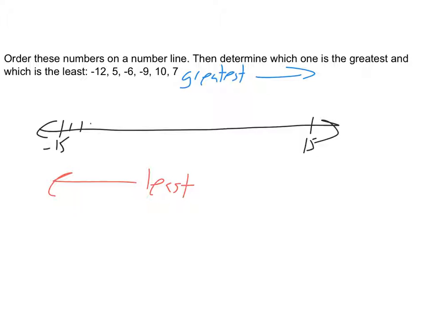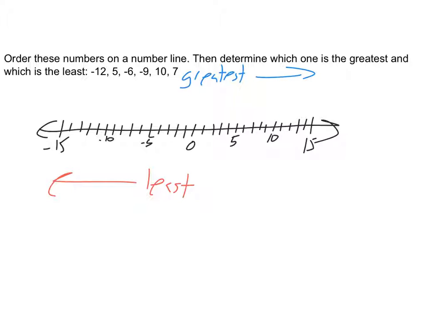So 14, 13, 12, 11, 10, 9, 8, 7, 6, 5, 4, 3, 2, 1, 0. There's 0. 1, 2, 3, 4, 5, 6, 7, 8, 9, 10, 11, 12, 13, 14. Okay. Just filling in some of these. There's -5 right there. -10. There's 5 there. And there's 10.